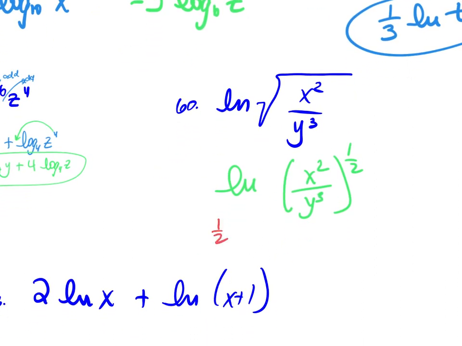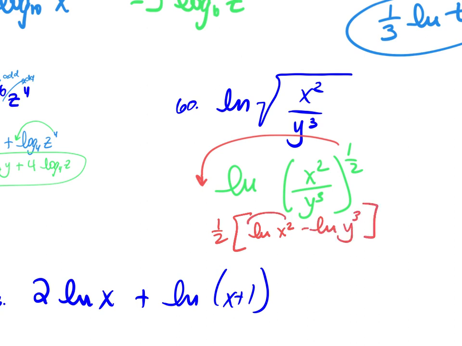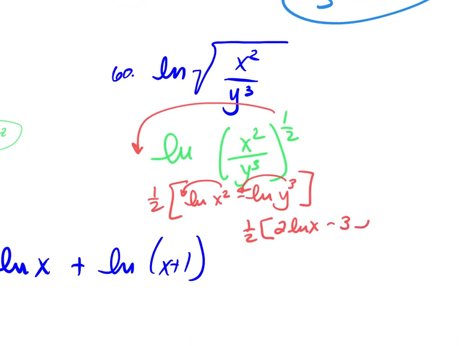I'm going to rewrite that 1/2. I'm going to bring that out in front. And then I have the natural log of x squared minus the natural log of y cubed. Then those become coefficients. So it's 1/2 times 2 natural log x minus 3 natural log of y.